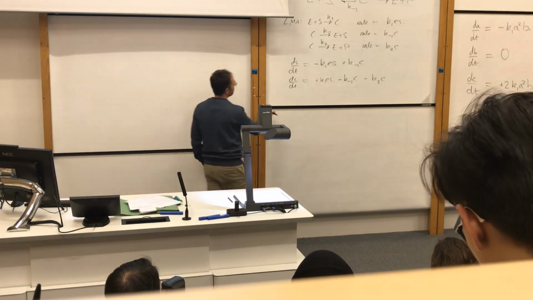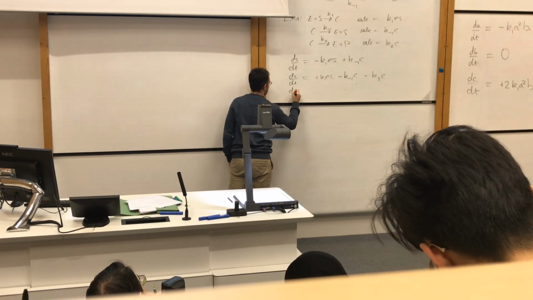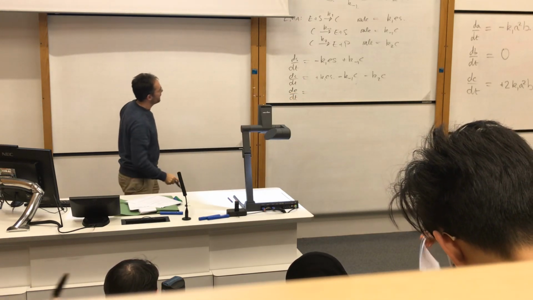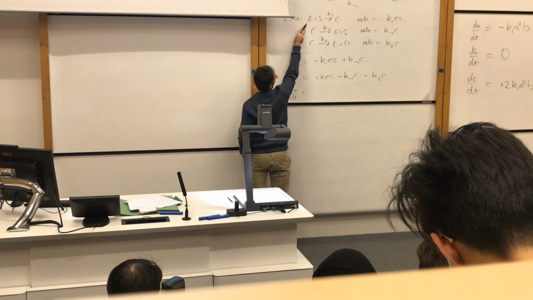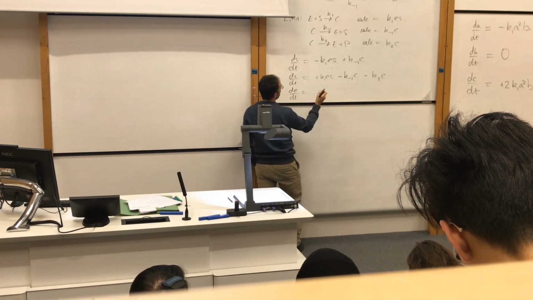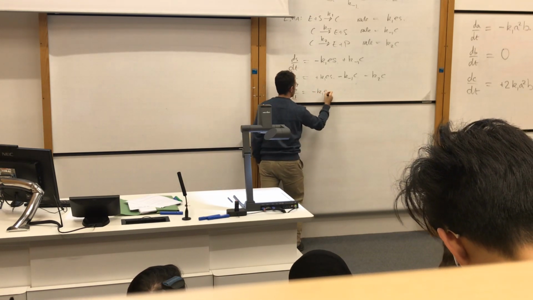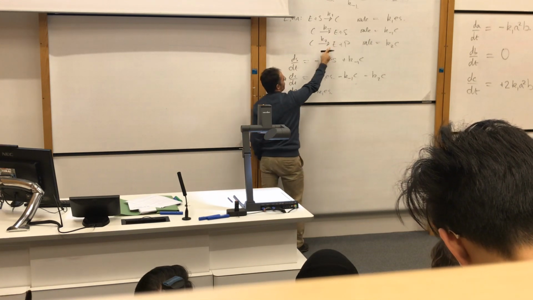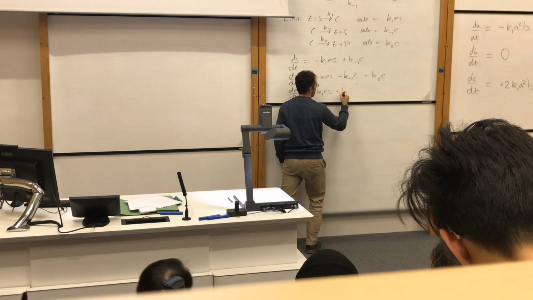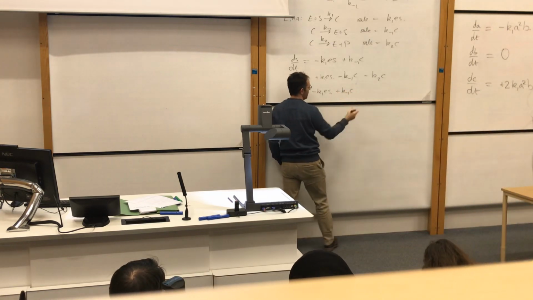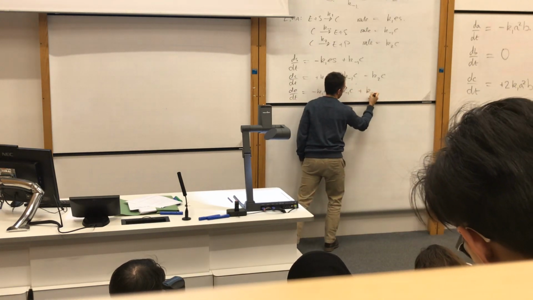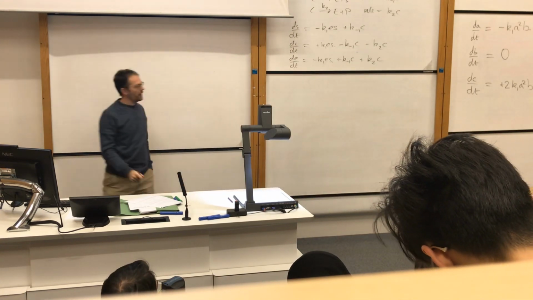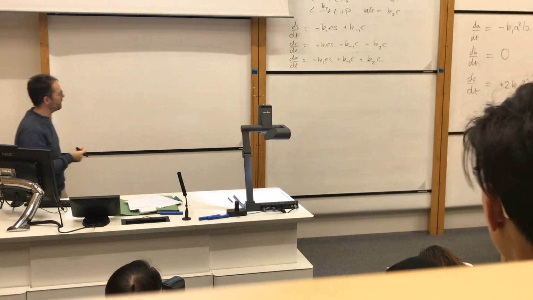What about E? Well, E is being used up in the first reaction, so we use a molecule of E. We'll have a minus K1 ES. E is being created in this one and in this one, so we're going to have a plus K minus 1 C plus K2 C. Okay, so that's my equation 3.